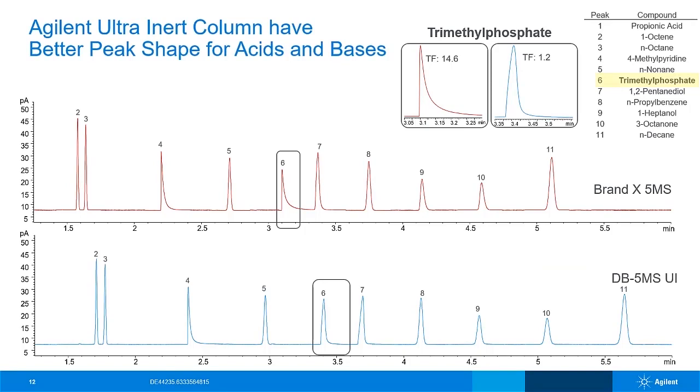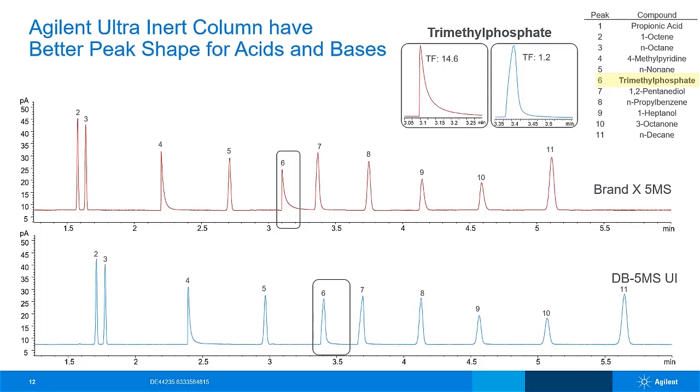Here is an example of DB5MS Ultra Inert compared to a standard 5MS from a different brand. You can see already the improvement in inertness for several of these compounds. Particularly, you can look at PIC6, the trimethyl phosphate. You can just see the improvements in the tailing factor.